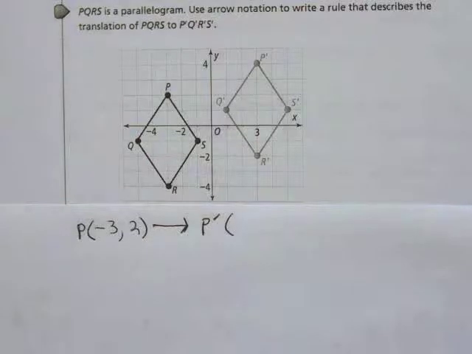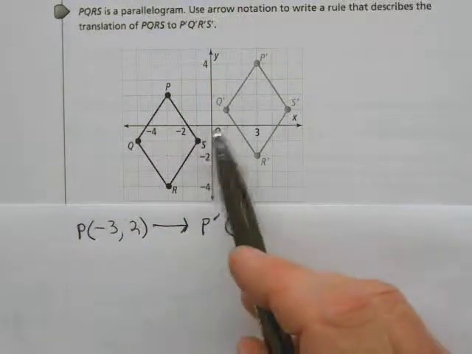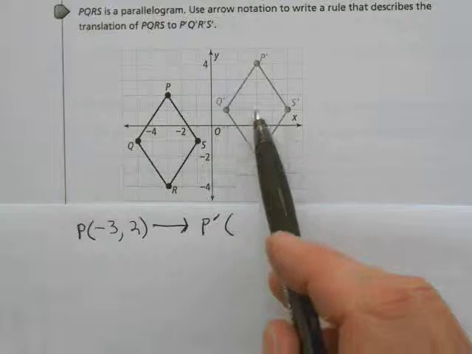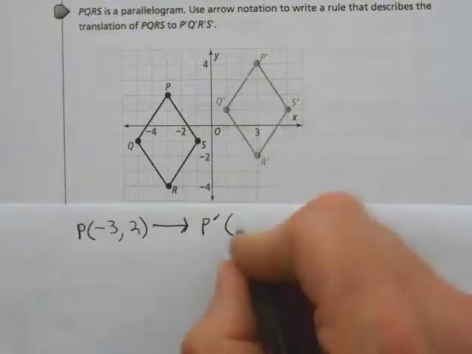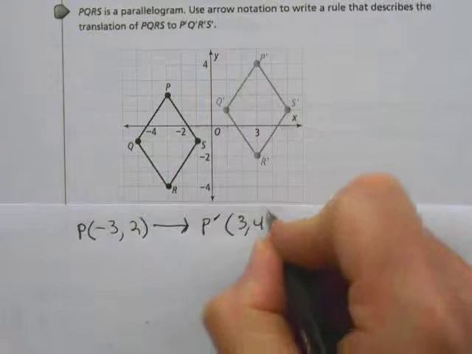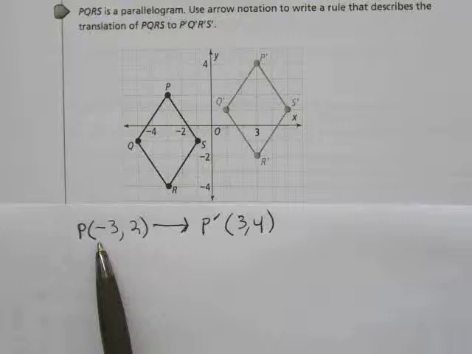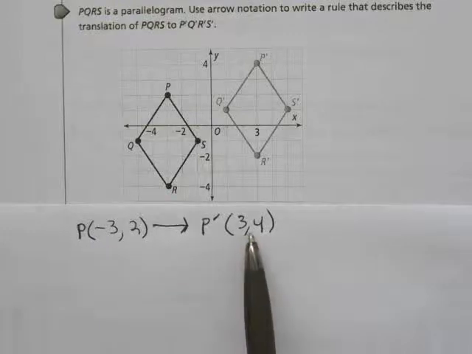And where is P prime? All right, let's figure it out. So P prime is 1, 2, 3, 1, 2, 3, 4. So that is located at (3, 4). And that's arrow notation. Arrow notation shows where you started, and it shows where you end up. This is where the point is on the image.